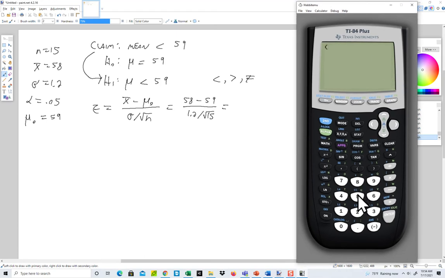Okay, so I'll put parentheses on top, 58 minus 59, close parentheses, divided by, put parentheses on the bottom, 1.2 divided by square root of 15. Yeah, I guess it is 15. Don't need closing parentheses at the very end for this calculator, so we get this. It's best to take it to 2 decimal places if you're using tables, because that's what tables are based upon. Negative 3.23.